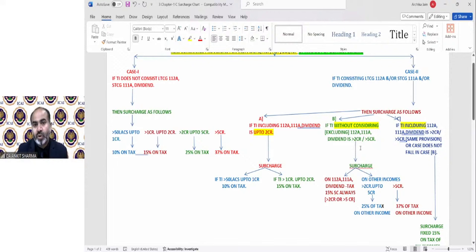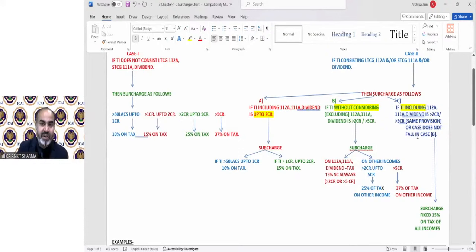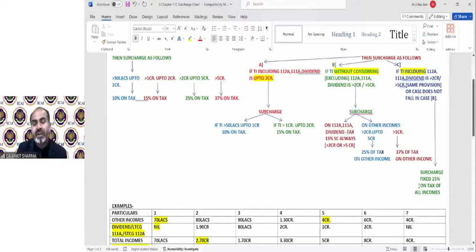Okay. So if after including it is up to 2 crore, then A is applicable. If after including it is exceeding 2 crore, then C is applicable. And if without including special rate income it is exceeding 2 crore or 5 crore, then B is applicable. So if it is including special income, and it exceeds 2 crore or 5 crore, then the surcharge rate will be 15% on all income, whether it's special rate income or normal. So this is the solution also.